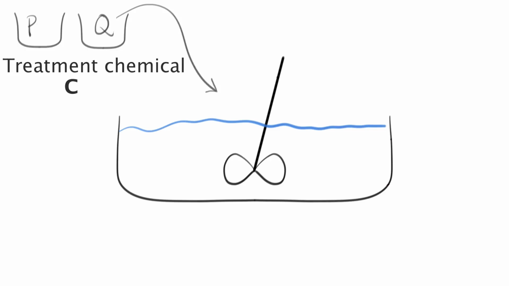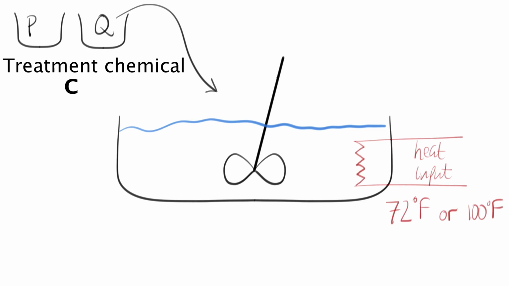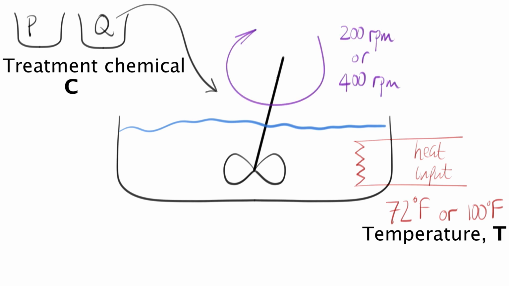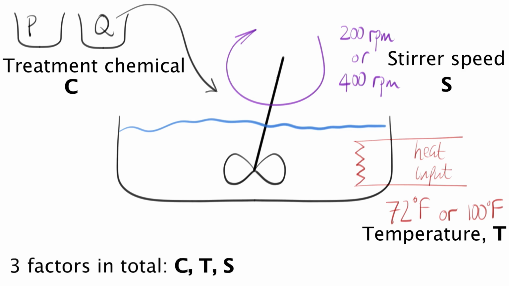Three factors were considered. The first one, factor C, was the chemical compound used. Let's call that compound P and compound Q. We don't really know their names. Factor T was the temperature of the treatment, whether we were treating the water at 72 or 100 Fahrenheit. And factor S was the stirring speed, either a slow speed of 200 revolutions per minute or a high speed of 400. Notice that every factor has two levels.